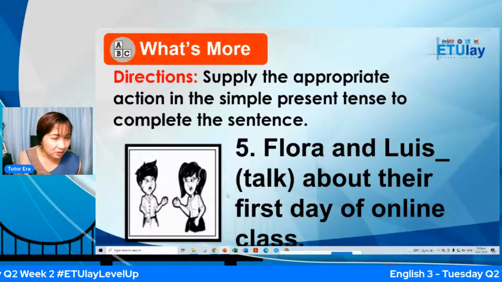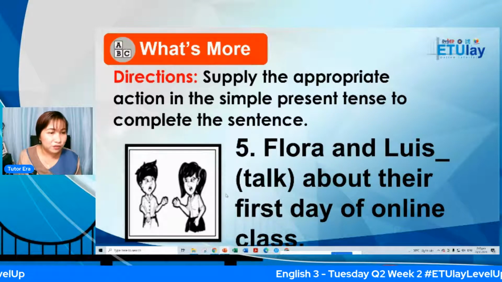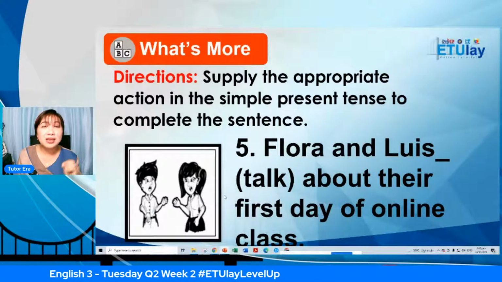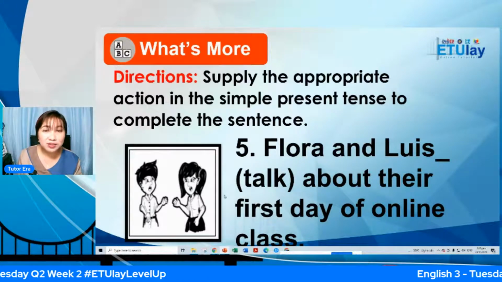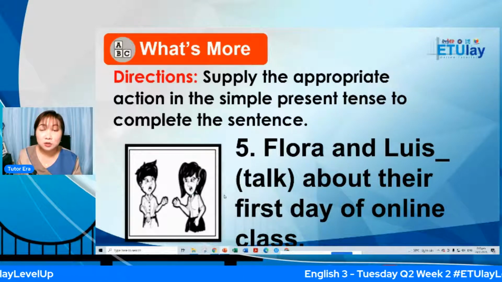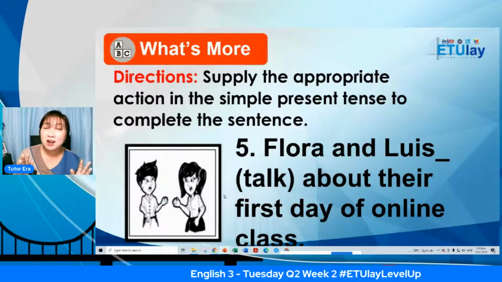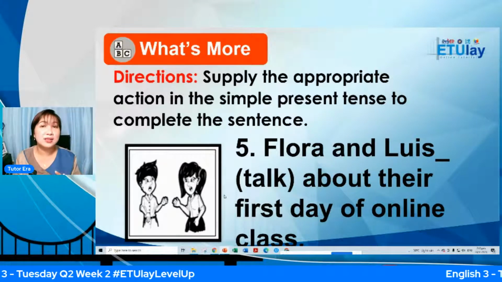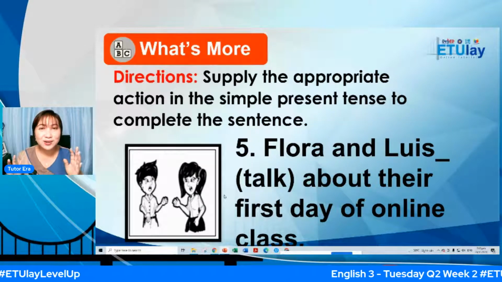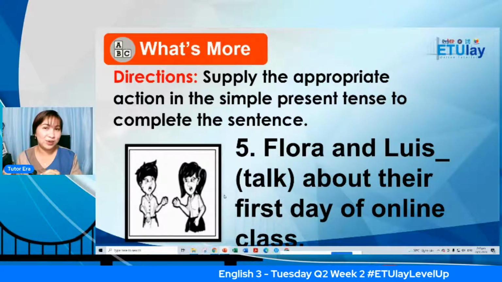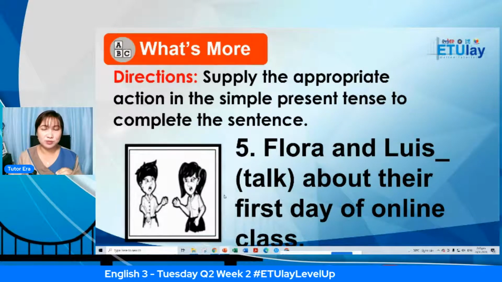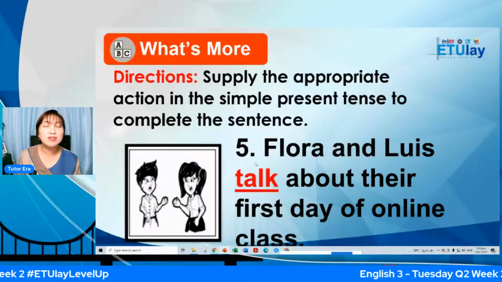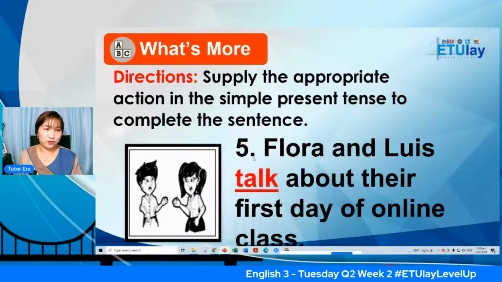Gabriela said talk. Joven, talks. Erich, talk. Princess, talks. What is the subject in our sentence? Again, if the subject is singular, you add s to the verb. If the subject is plural, you will use the base form. Since Flora and Louise is a plural subject, the right answer for number 5 is talk. We will only use the base form of the verb.